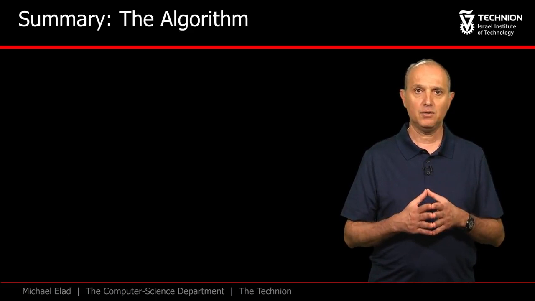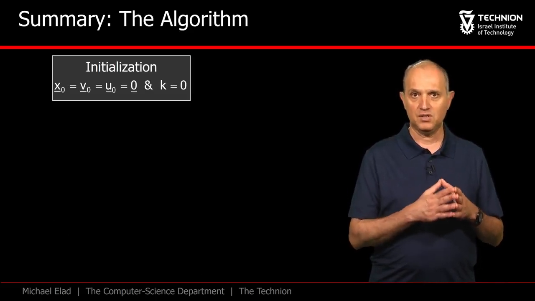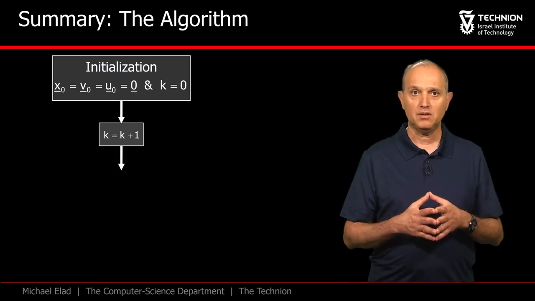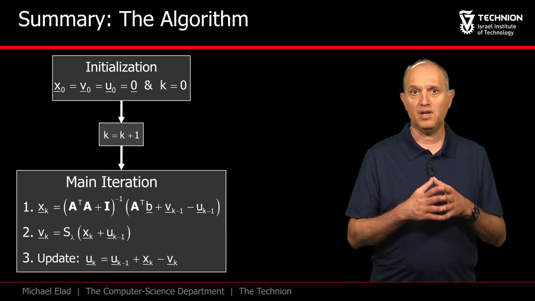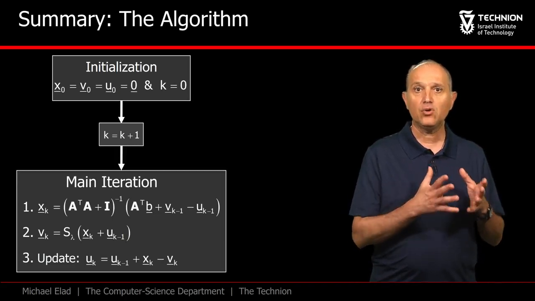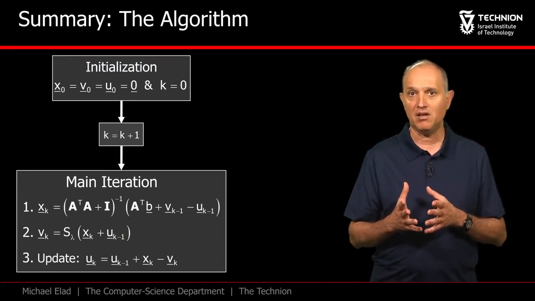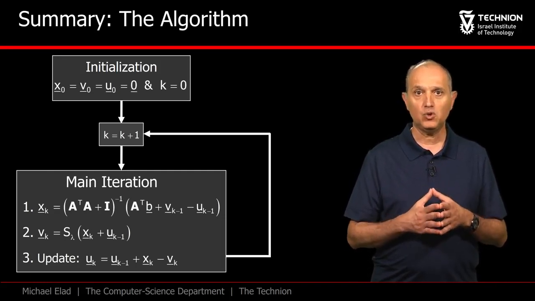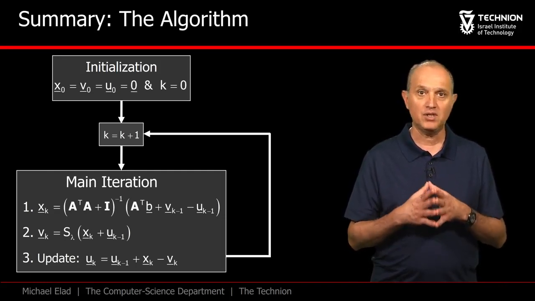Here is a summary of the algorithm. We initialize with zeros for x, u, and v, and iterate. In each iteration, we solve the linear system, then apply shrinkage on the given vector, and conclude with an update of the Lagrange multiplier vector u. Iterating this process, we are guaranteed to obtain the optimal solution of the basis pursuit problem.